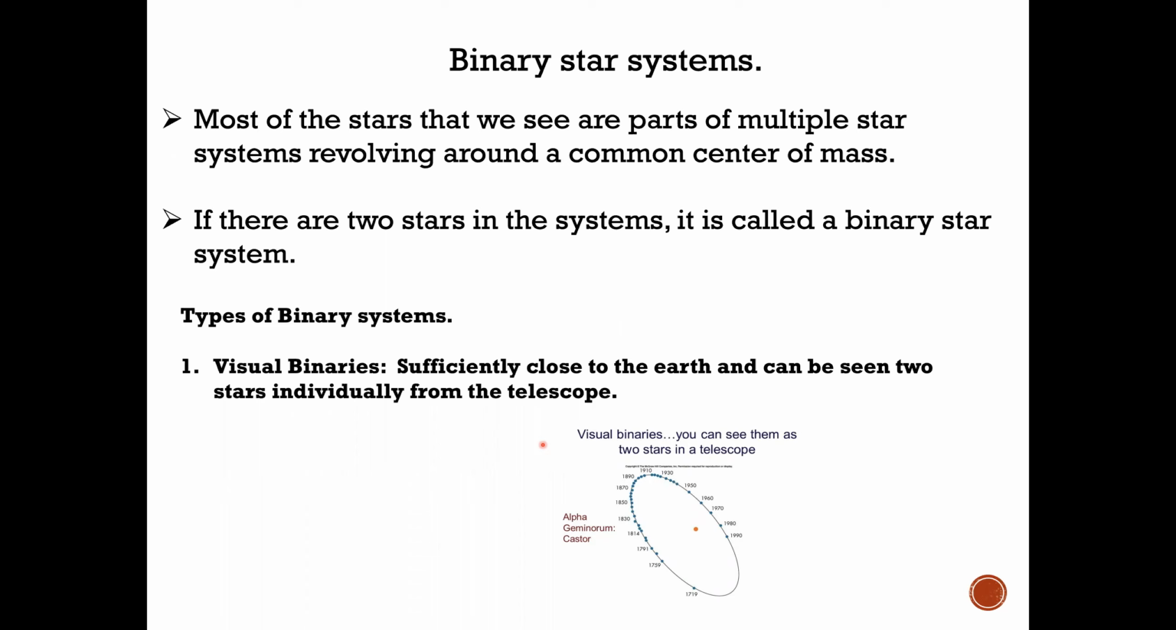The first one is called visual binaries. Visual binaries means it's straightforward. You just go to a telescope and look at a particular point, and you can clearly see that there are two stars close by. Those are called visual binaries, because visually, meaning through a telescope, you can see them. These are normally sufficiently close to the Earth that the two stars can be seen individually from the telescope.